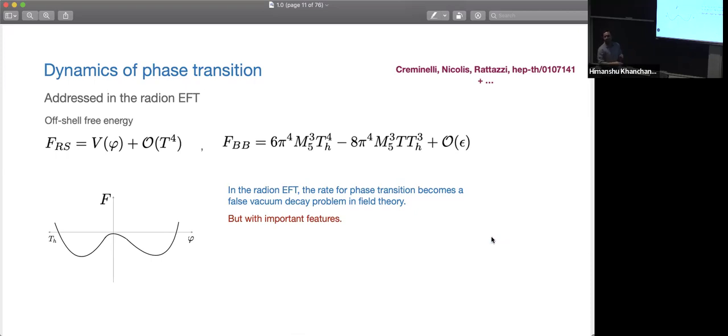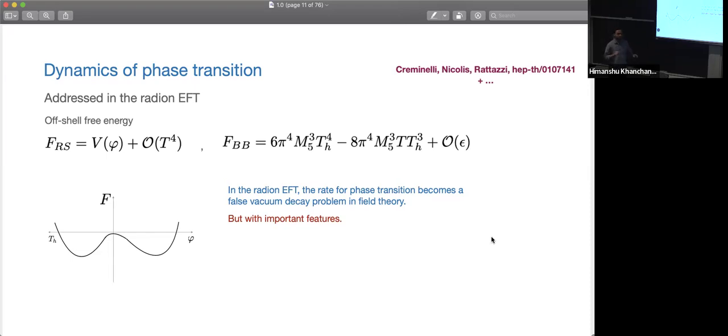But how do we calculate the dynamics? This was pointed out in that paper by thinking about the free energy off shell, both for the confined phase and for the deconfined phase. Again, there are some technical details that I'm going to skip, but we can go over them again. They map the dynamical problem, in the limit of just thinking about the radion, to a vacuum tunneling problem in field theory, which we know about.